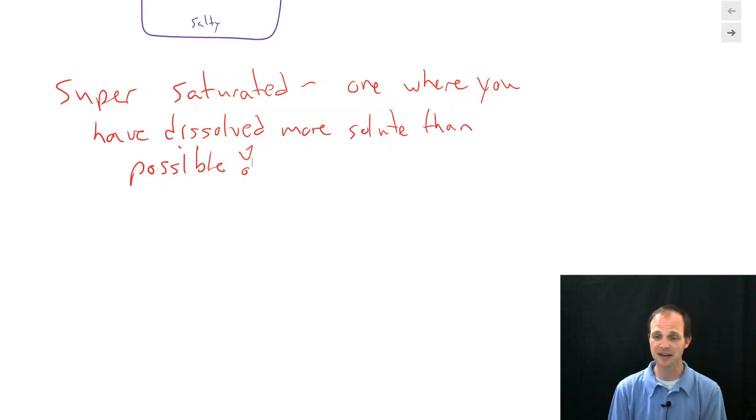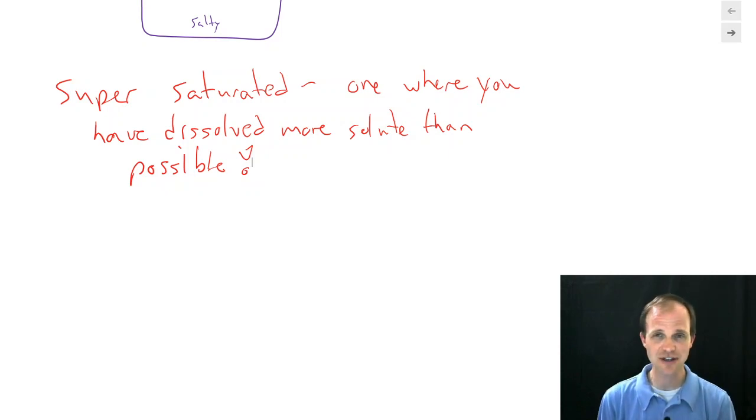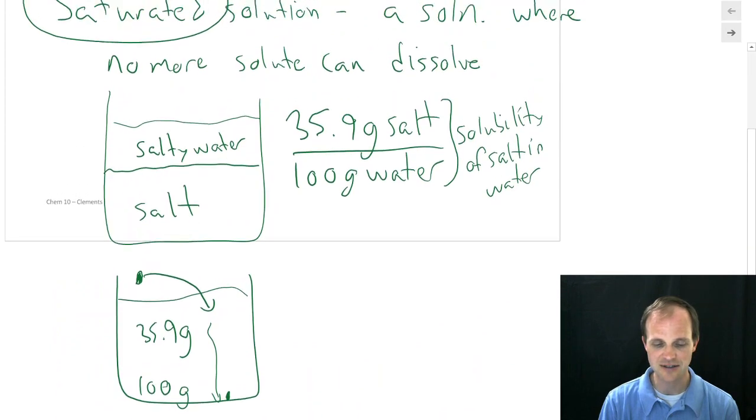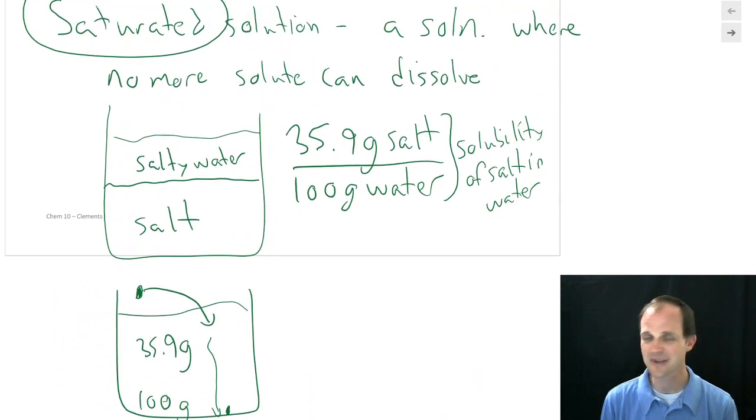So that's a supersaturated solution, one in which you've dissolved more than is possible. They can be made, but they're hard to make. We're not going to pay too much attention to them, but I wanted to point them out in case you saw them on the homework or in other places. We're going to mainly focus on saturated and unsaturated solutions. And what we're going to look at next is how can we calculate that? How can we determine mathematically and precisely whether a solution is saturated or unsaturated?